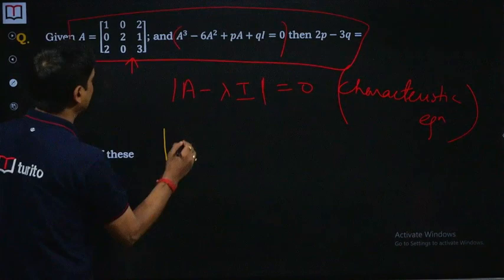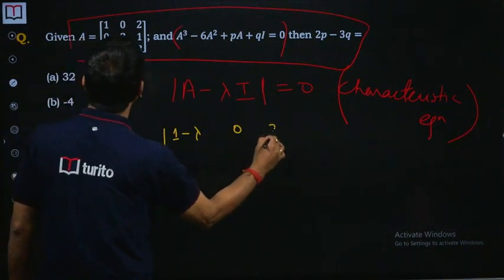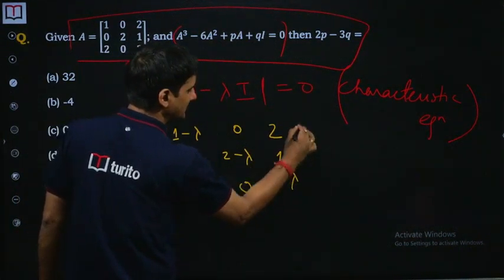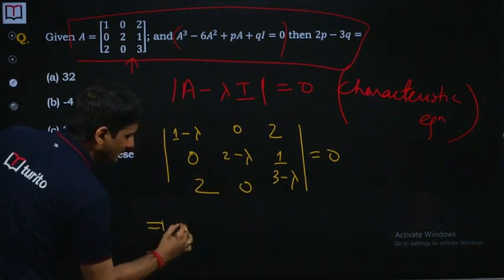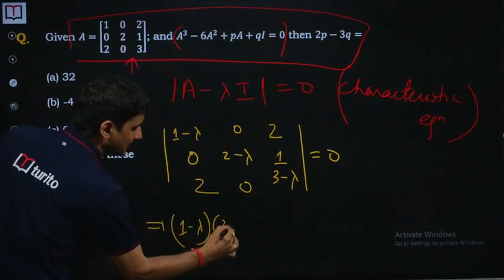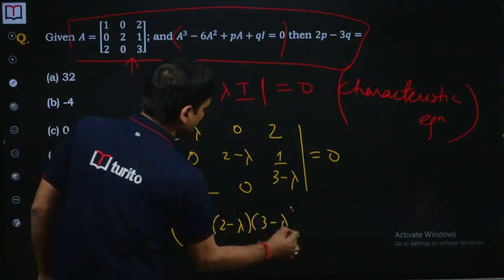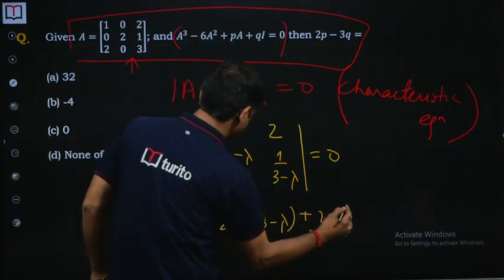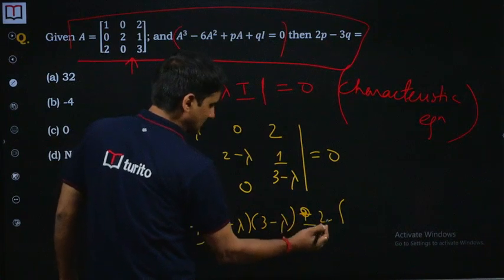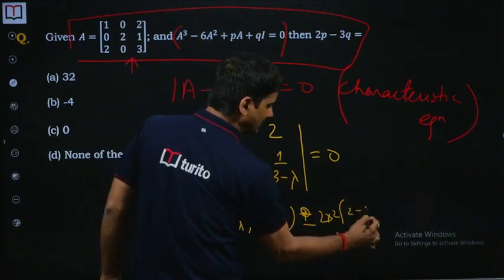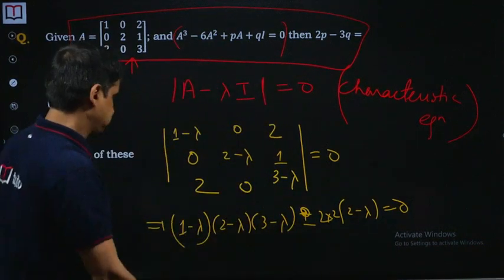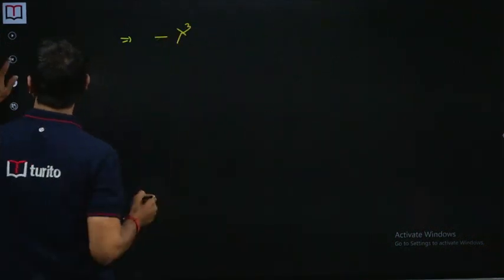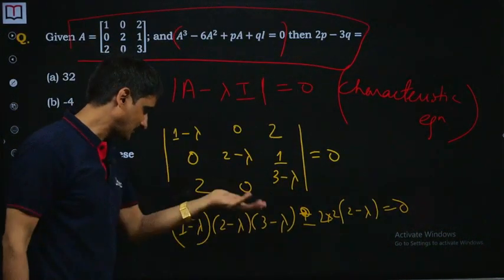So just do it. So it's like 1 minus lambda, 0, 2; 0, 2 minus lambda, 1; 2, 0, 3 minus lambda, determinant equal to 0. So if we solve it, it's 1 minus lambda into 2 minus lambda into 3 minus lambda. I'm just opening it about the first row. 0 into anything is 0, plus 2 into, so it's rather minus 2 into 2 into 2 minus lambda is equal to 0. So now let's simplify it. So this is minus lambda cube.